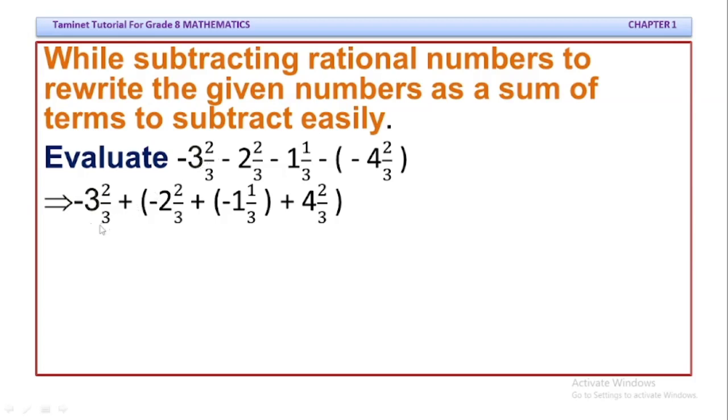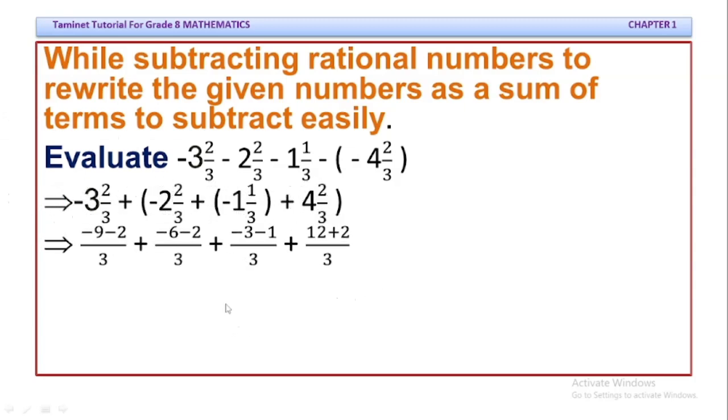Now look, all are mixed numbers. We can change the mixed numbers into improper fractions like this. 3 times 3 is 9 plus 2 is 11. This is negative for both numbers, so negative 11. 2 times 3 is 6 plus 2 is 8. 3 times 1 is 3 plus 1 is 4. Like this we can decide.